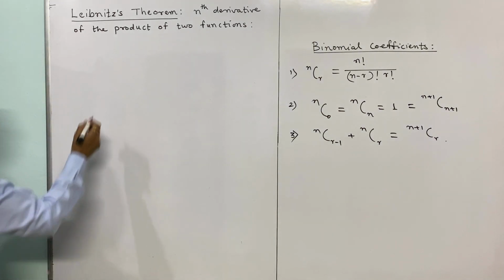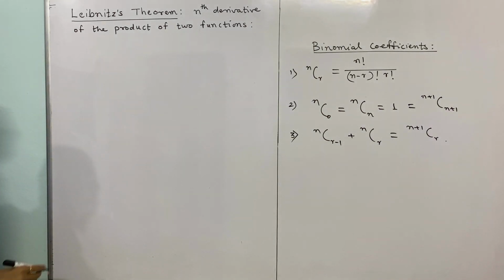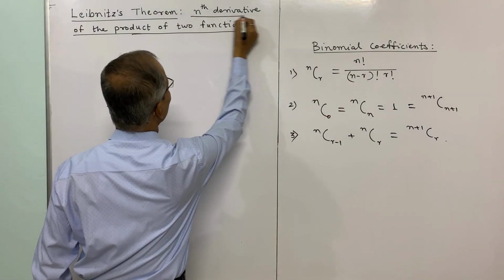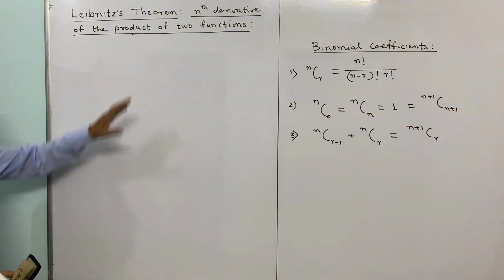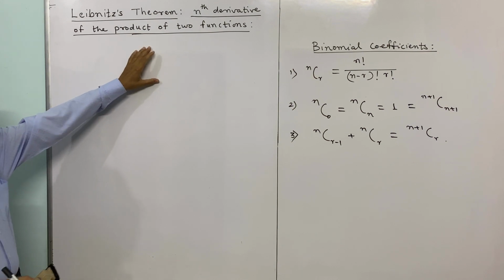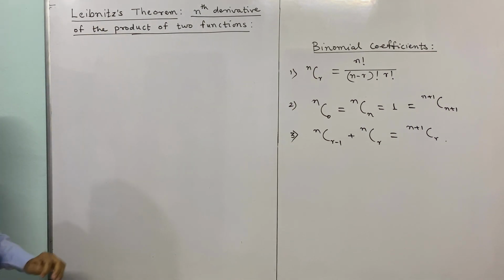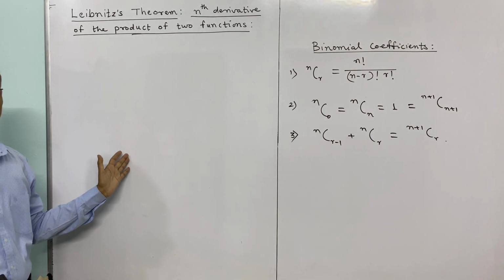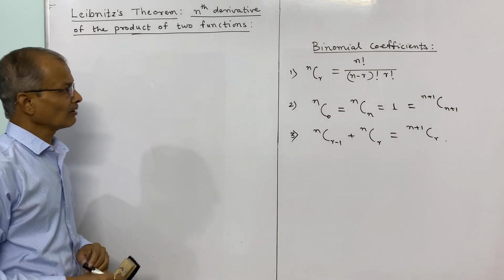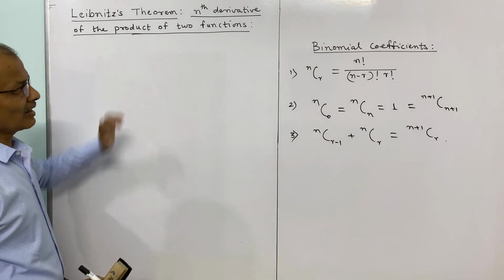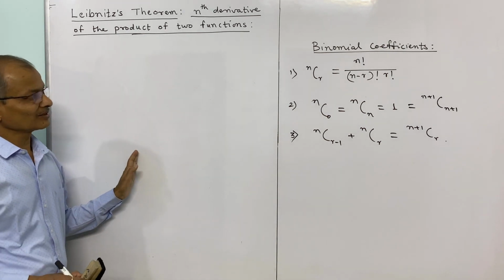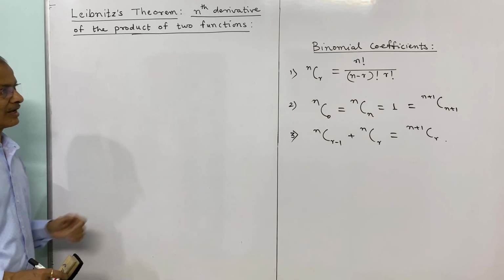Now we shall write the statement of Leibniz theorem. This is the theorem used for obtaining the nth derivative of the product of two functions. Leibniz is the name of a famous mathematician who discovered this branch of calculus. Independently, Newton also discovered the same branch of calculus.